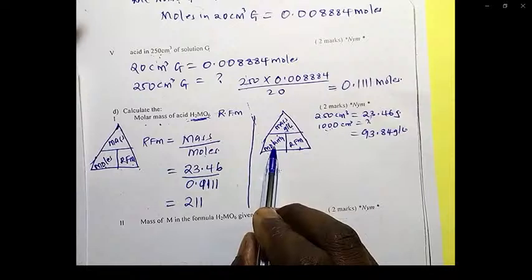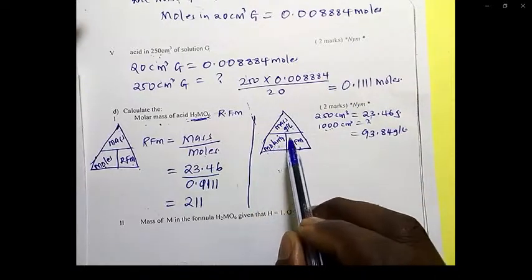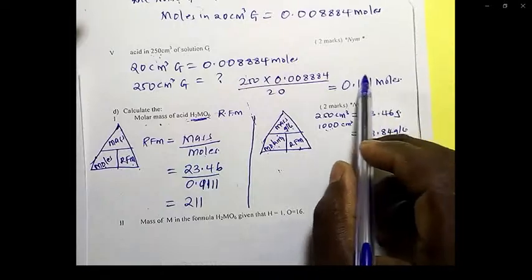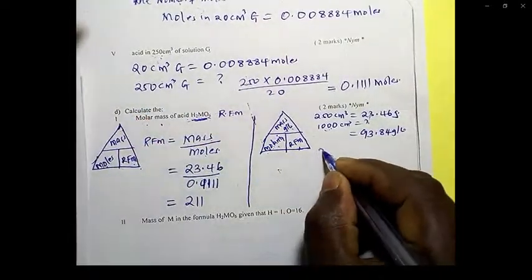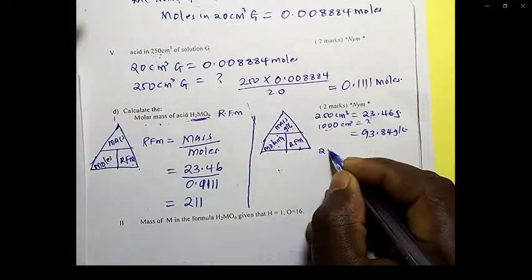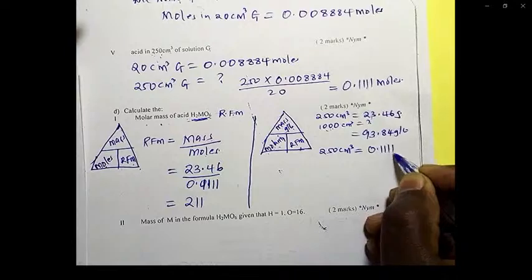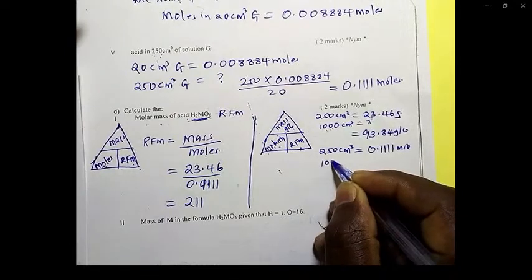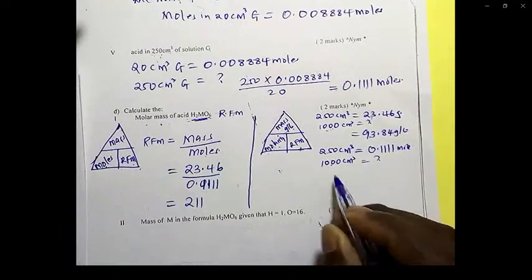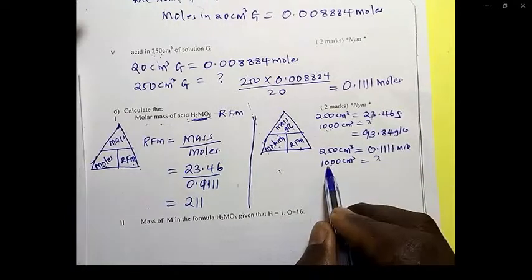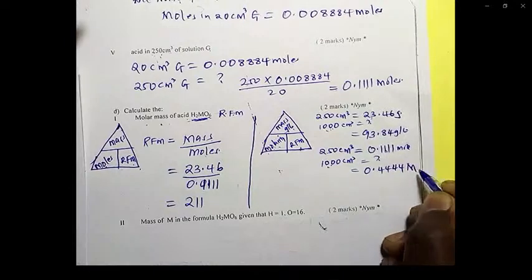So now we have mass in grams per liter. What we don't have is molarity. Remember, molarity is the number of moles in 1 liter. But the number of moles we have here is in 250. We can get now molarity. We will say 250 centimeters cube now contains 0.1111 moles. 1 liter, 1,000 centimeters cube, because we want molarity. So it is this times it, which will give you 0.4444. Capital M. That is molarity.